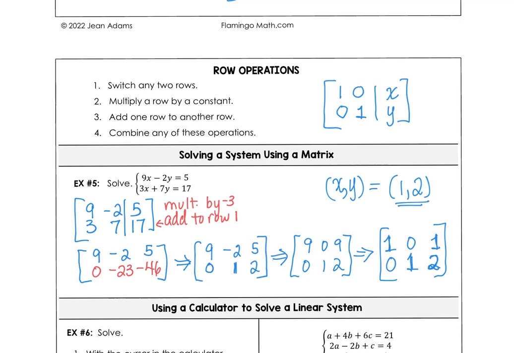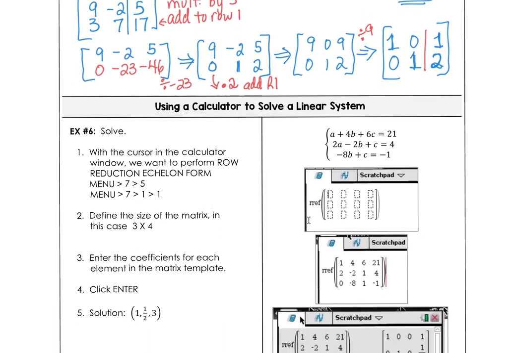Then the next thing we did was we divided by -23, and that gave us this new row 2. Then we multiplied row 2 by 2, and we added that to row 1. And then here we divided by 9, and we were finished. So we know that the solution set is 1, 2, and I'll leave the checking up to you.